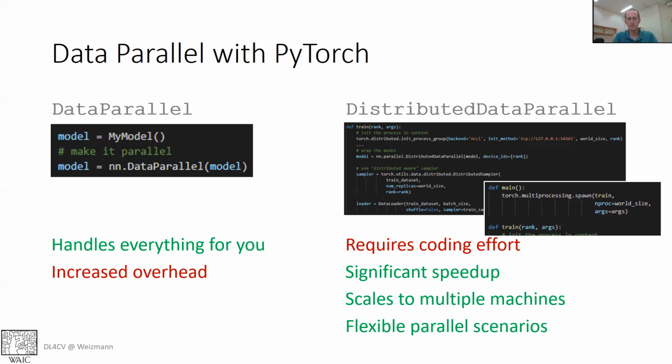And in fact, WAIC doesn't really allow you for the moment to do this parallelization across different nodes. So we're only talking about different GPUs on the same machine.